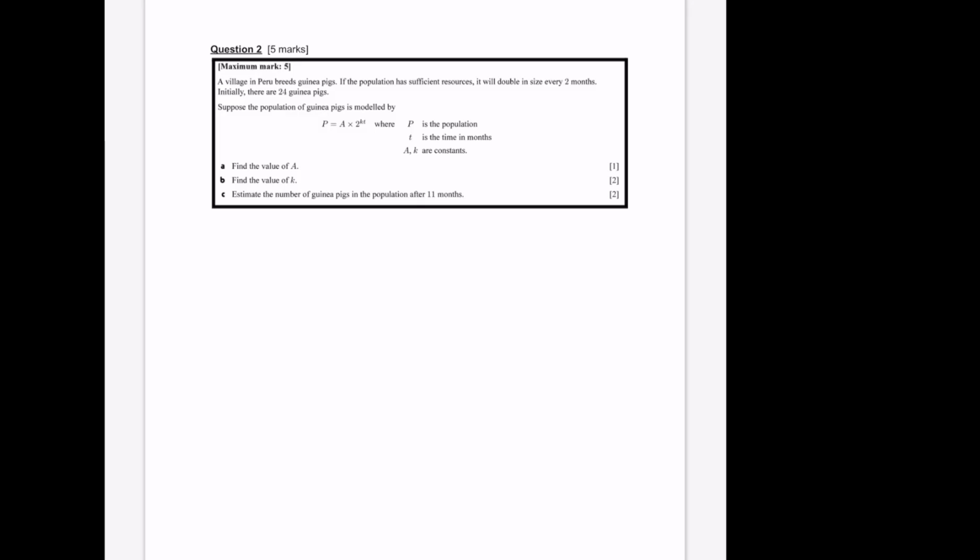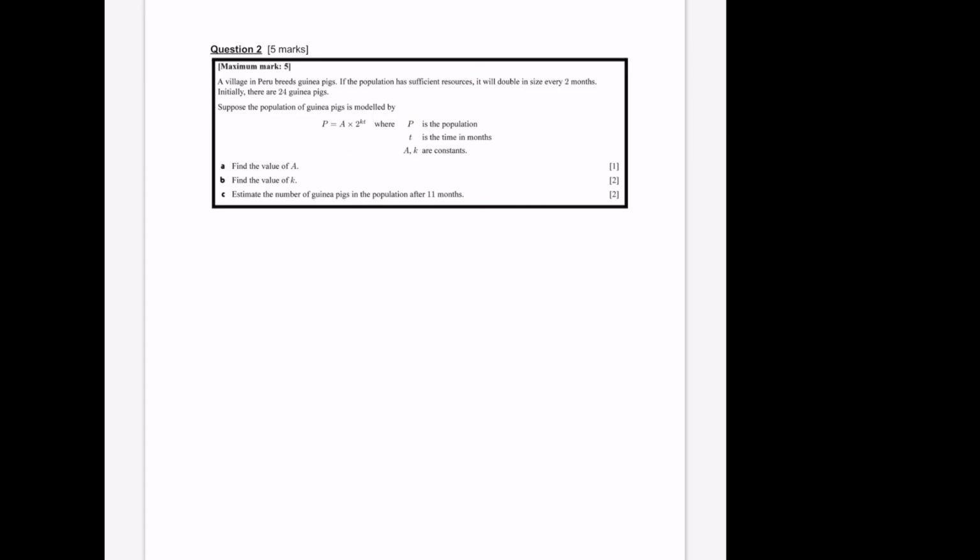So this question is a modelling question with an exponential function. We can see it's an exponential function because we have the power of t there. So this one has p is the population and t is the time in months. So we're trying to find, first of all, the value of a.